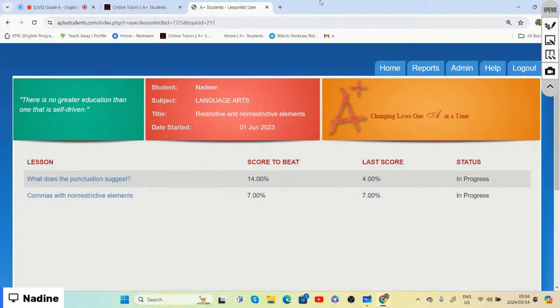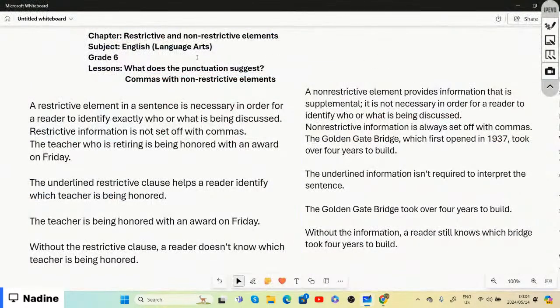All right. So our chapter is restrictive and non-restrictive elements. Our subject is English Language Arts, grade 6, and the lessons that we are focusing on are "What does the punctuation suggest?" and "Commas with non-restrictive elements."